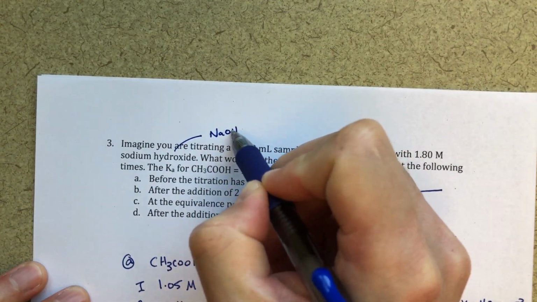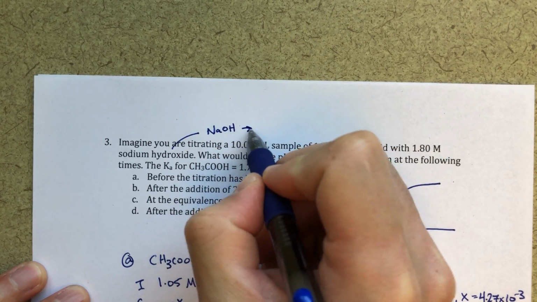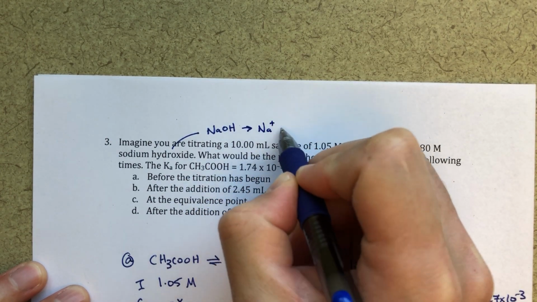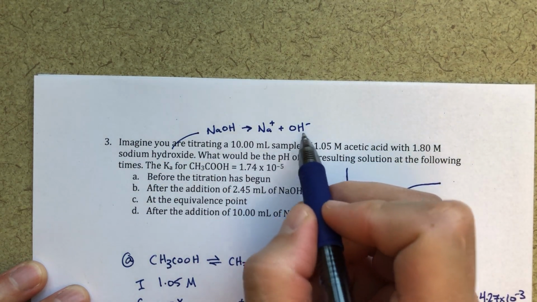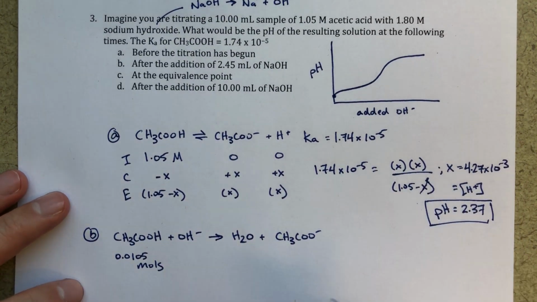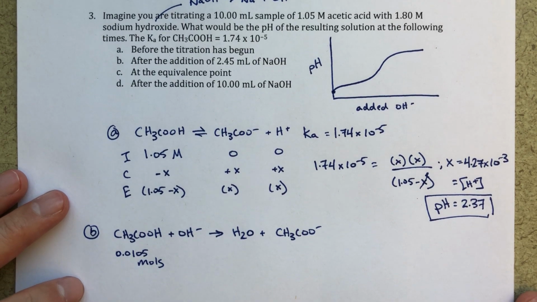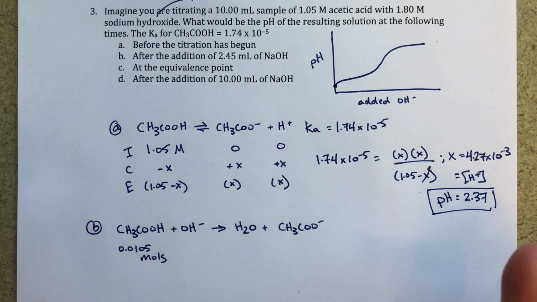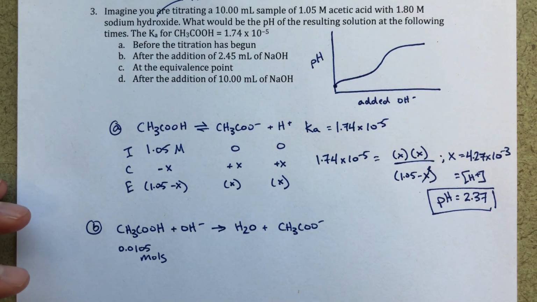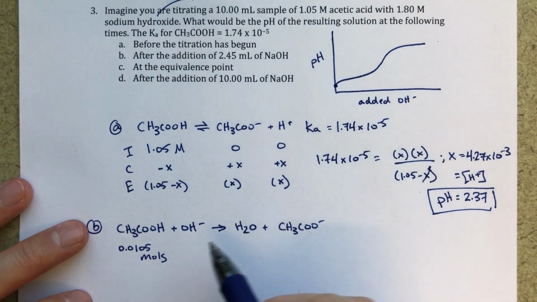If you think about NaOH, that's sodium hydroxide, it's going to completely dissociate into Na plus, which will be a spectator ion, and then OH minus. So really, I'm just concerned about this OH minus. That's why I'm leaving it out down here. And I think that's a good exercise. The sodium ions are always going to be spectator ions, so we can just ignore those and leave them out.